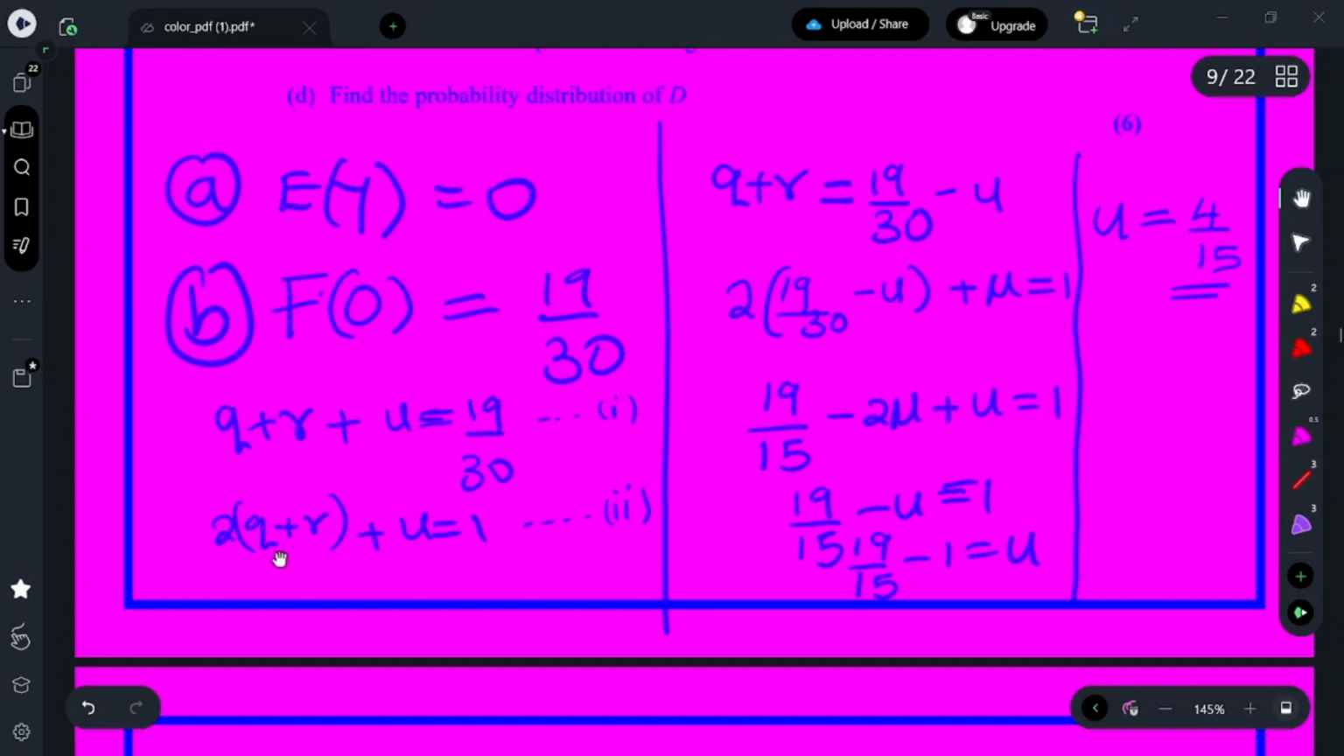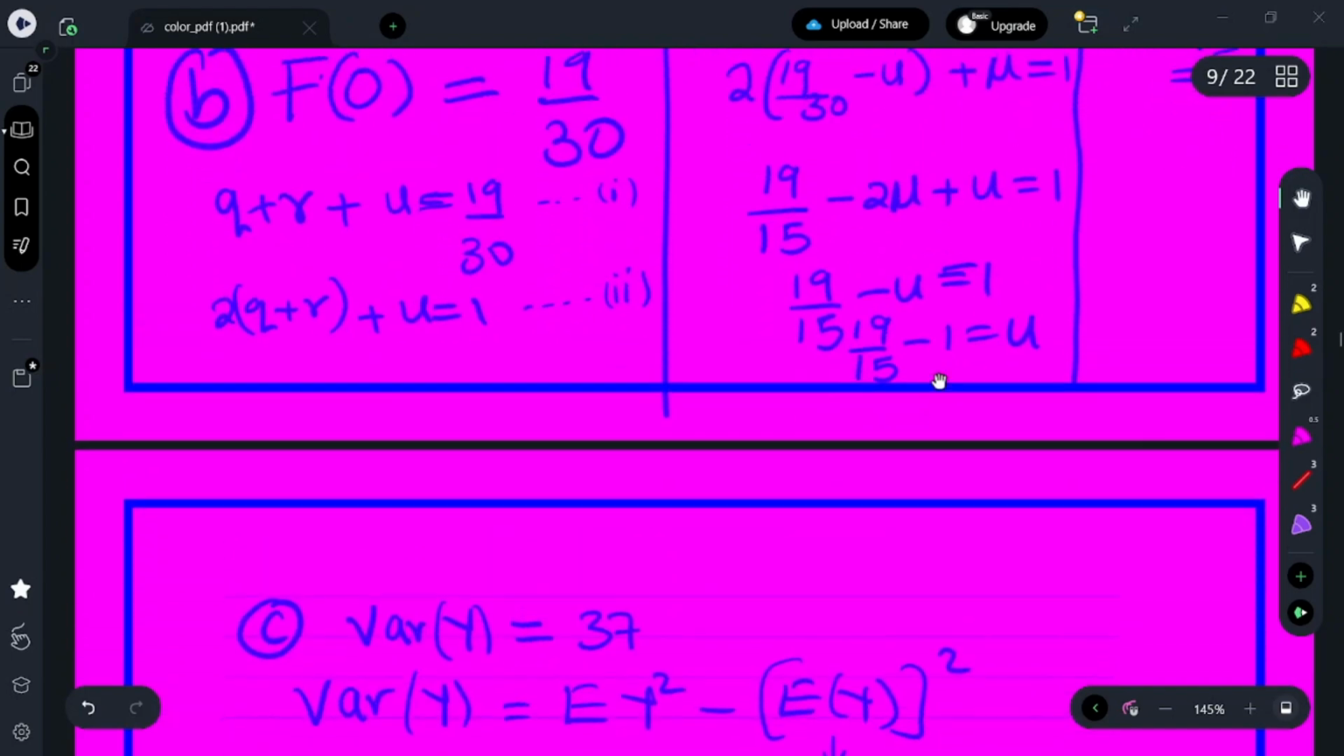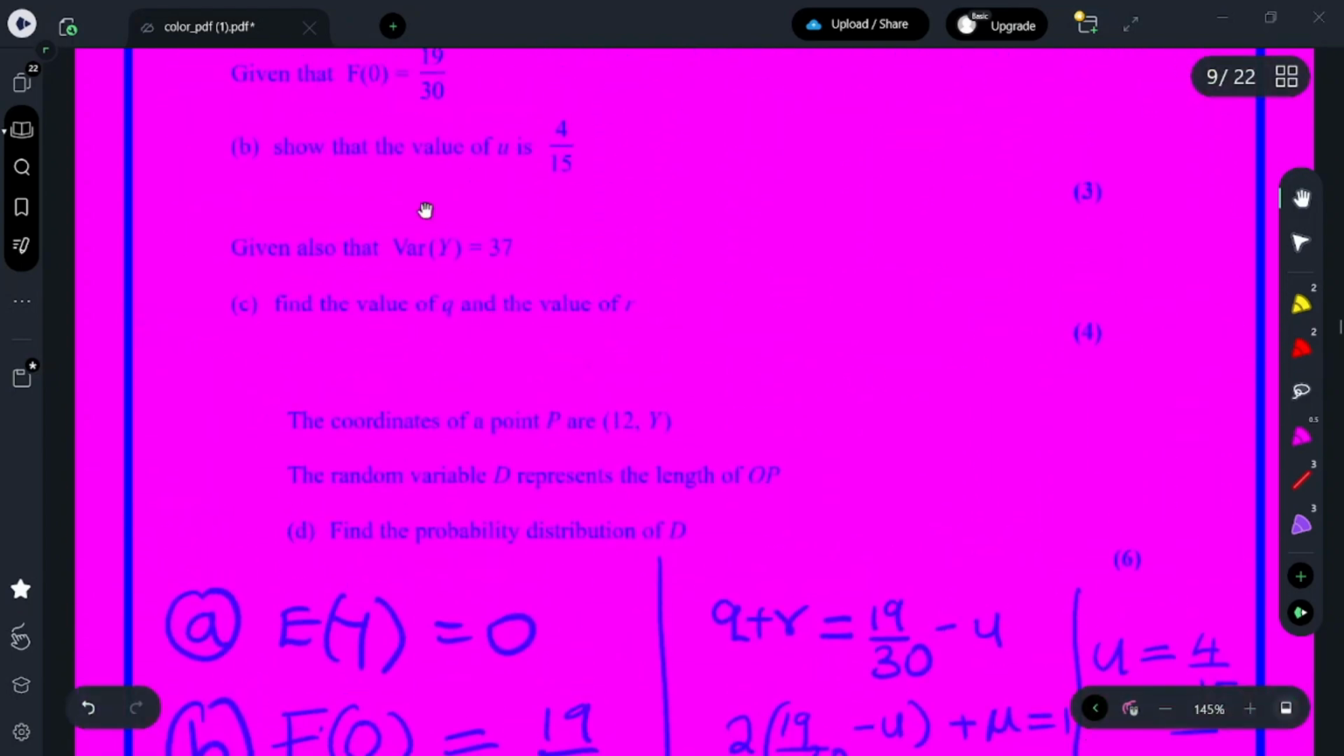So we are going to have 2 times 19 out of 30 minus u, then plus u, in the equation, we get 1. And from there, we are able to make u the subject of the formula. 19 over 15 minus u is going to equal 1. If we minus 1 on both sides of the equation and we add u on both sides, u becomes 4 out of 15. So let's move to C.